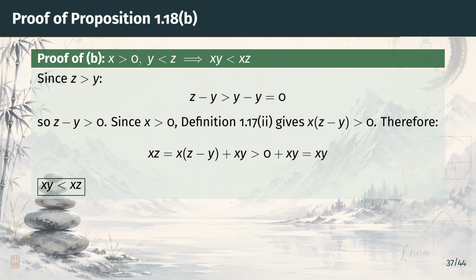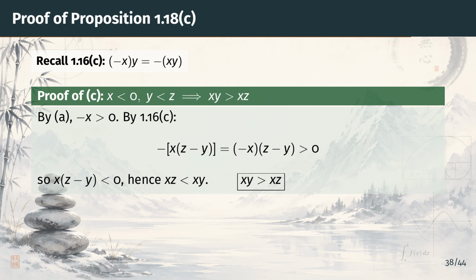Next, let's handle the case of multiplying by a negative. Part C handles the case where we multiply by a negative number. Since x is negative, negative x is positive by Part A. Since y is less than z, z minus y is positive. So the product of negative x and z minus y is positive by the ordered field axiom.